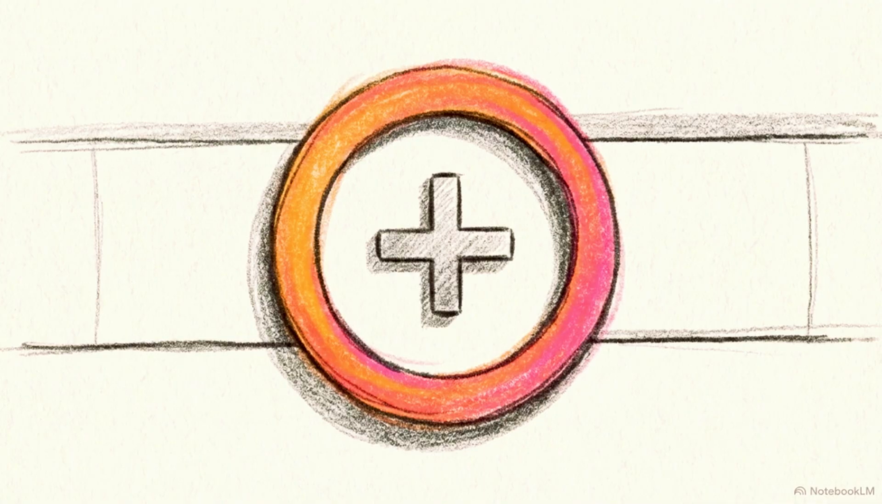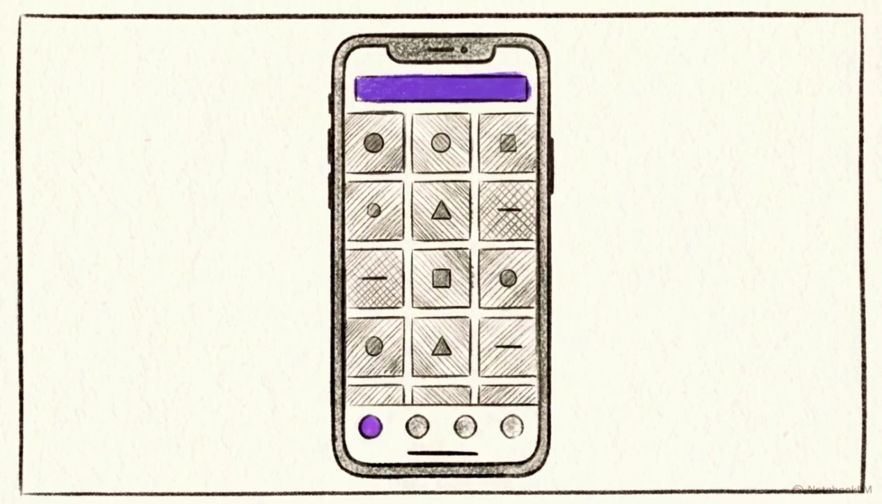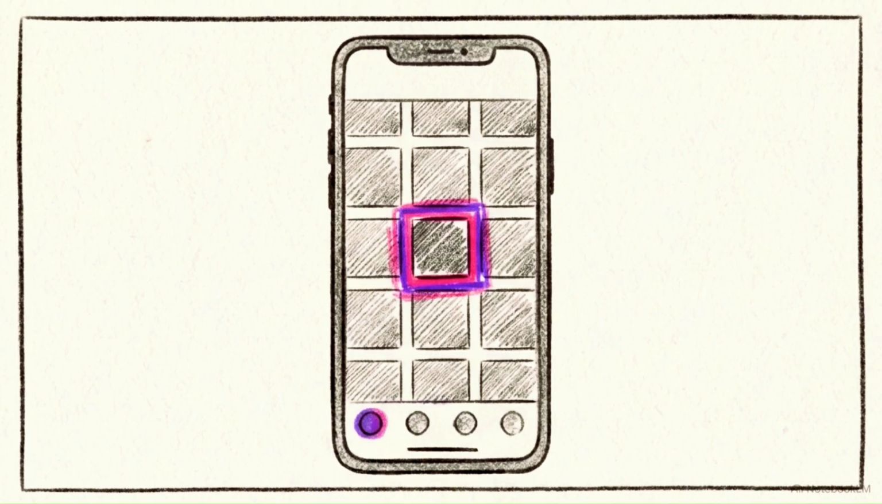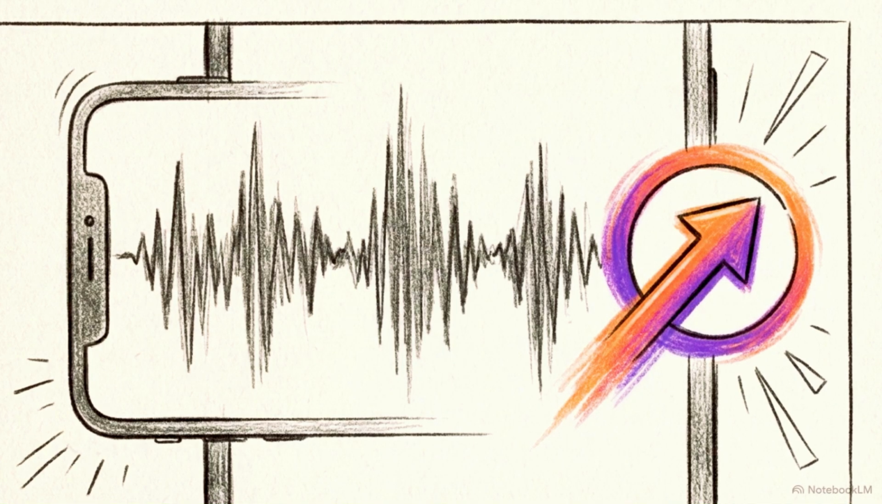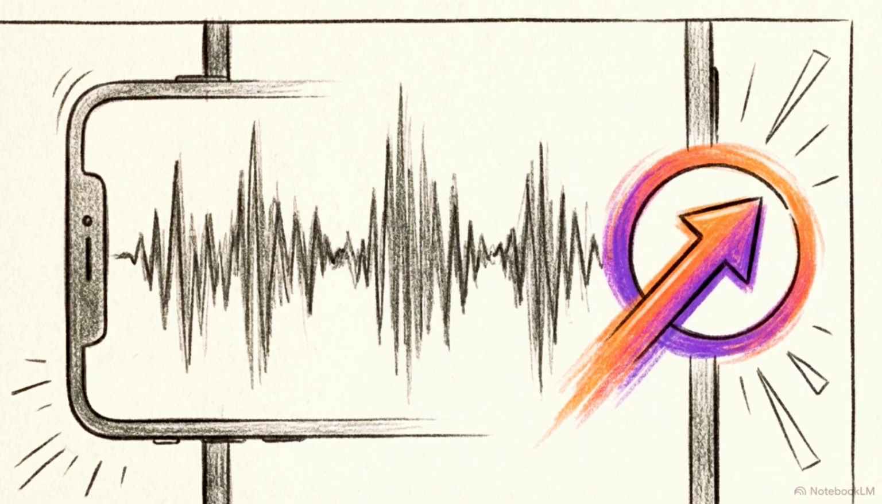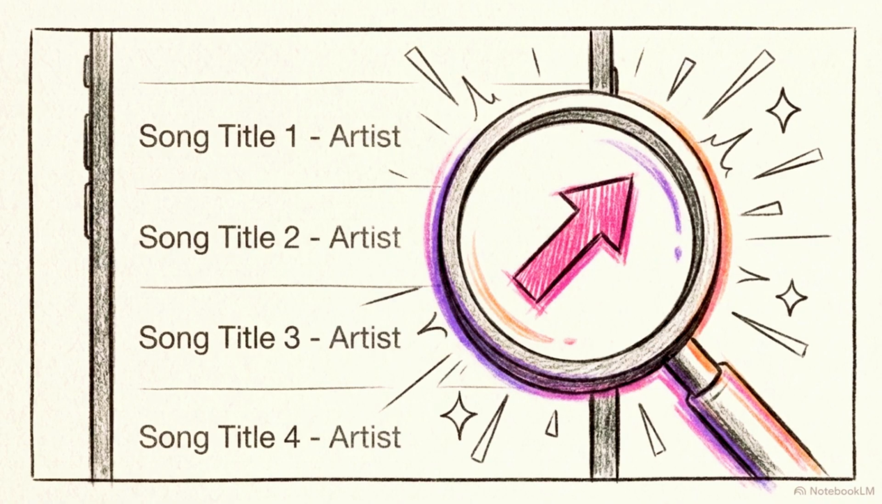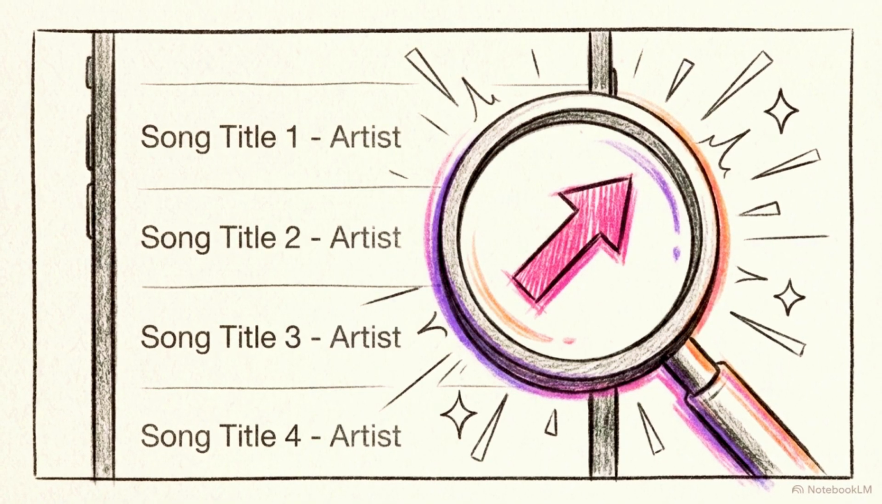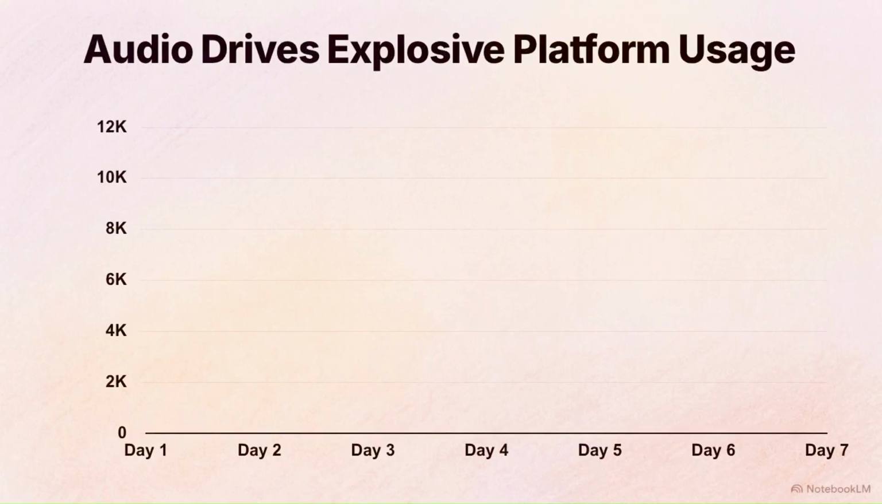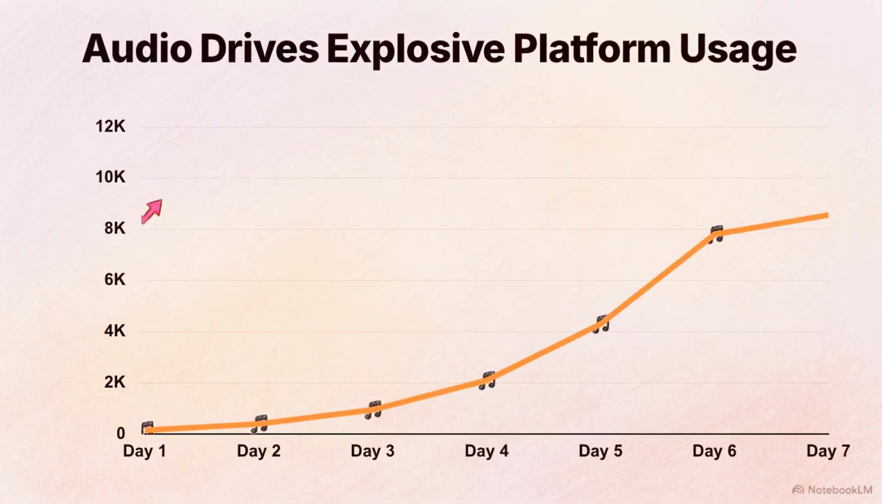Now that your account is ready, tap the plus button, select Reel, and choose your edited video. To gain traction, we are going to attach your video to a trending audio track. Tap the music icon and look for tracks marked with a small upward pointing arrow. This indicates the sound is currently gaining significant usage on the platform.